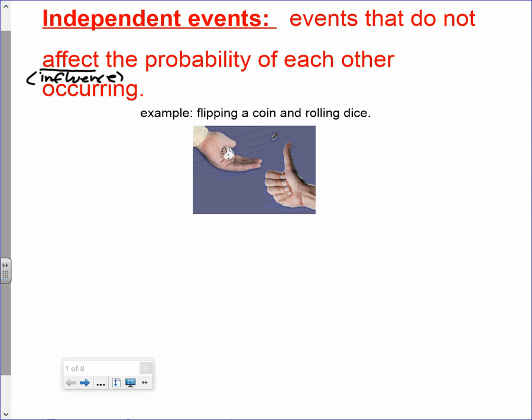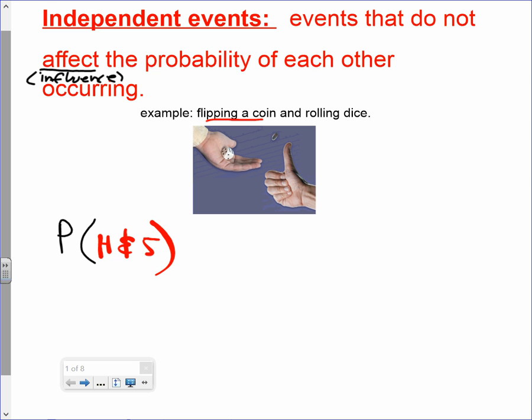So if you flipped a coin and rolled a die, and I said, what's the probability of you getting a 5? Actually, we're flipping the coin first. So what's the probability of you having a coin in one hand and a die in the other and getting a heads and then getting a 5?